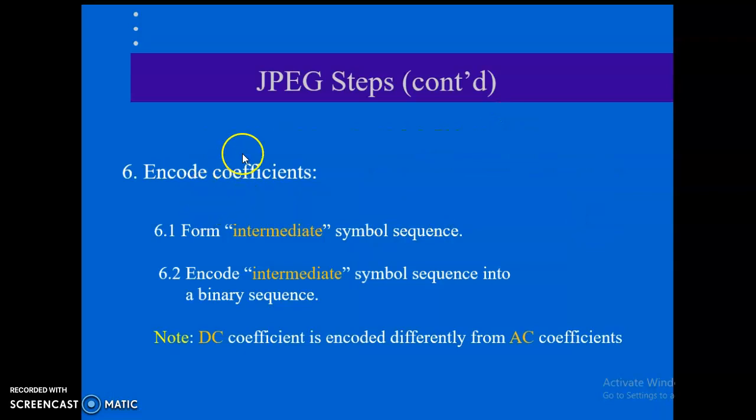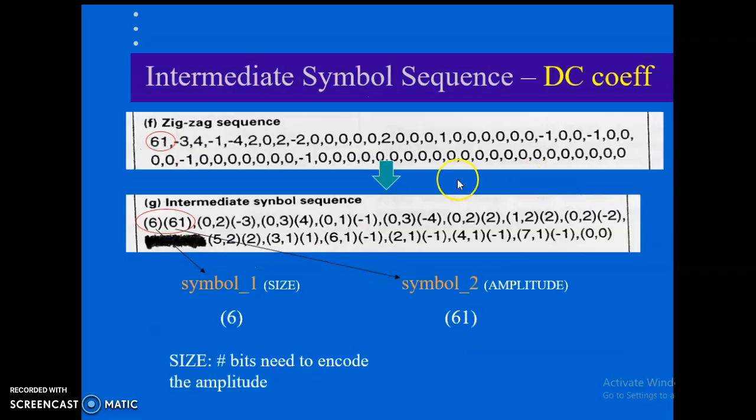Sixth, under the JPEG steps, encode coefficients. 6.1 form the intermediate symbol sequence. 6.2 encode the intermediate symbol sequence into a binary sequence. Note the DC coefficient is encoded differently from the AC coefficients.